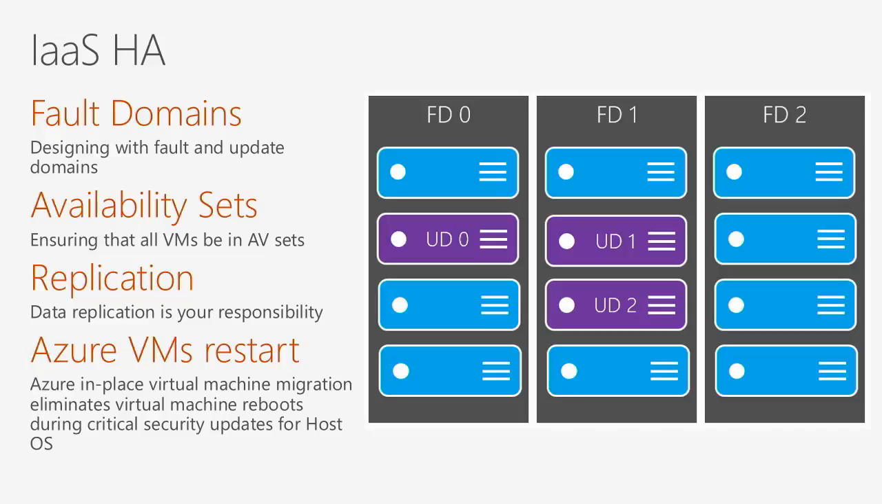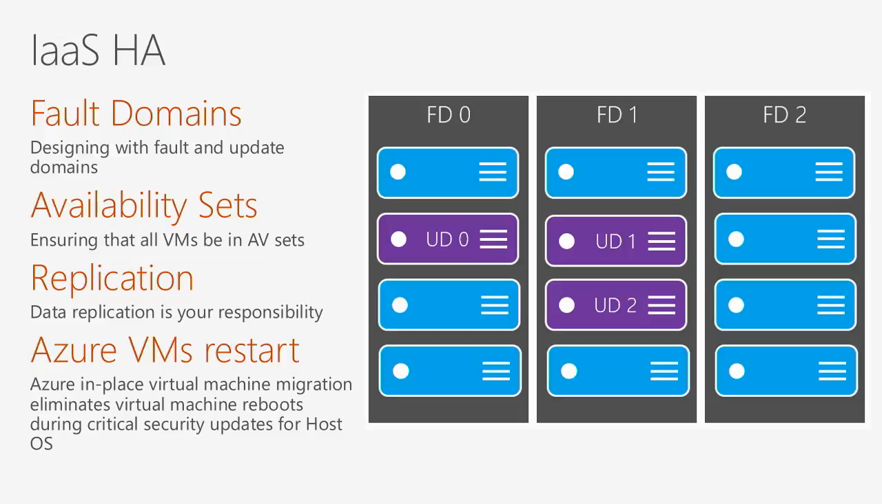So if you make sure that whenever you create VMs, you create 2 of them, and the 2 of them are always in different fault domains and different update domains, you can be very sure a single fault within the data center will not cause both of them to go down at the same time. And that's the reason why we say you have to do that.